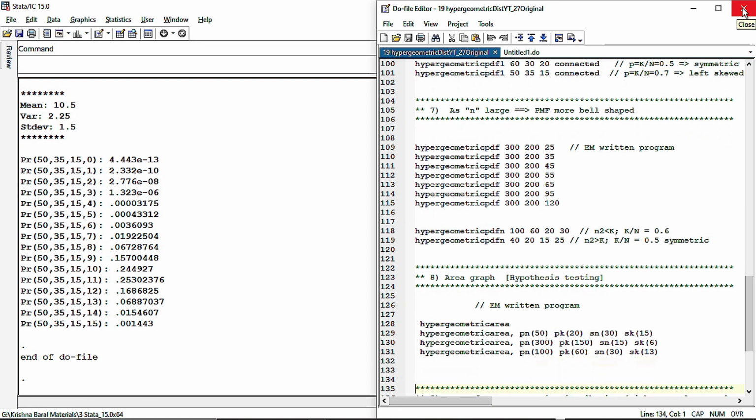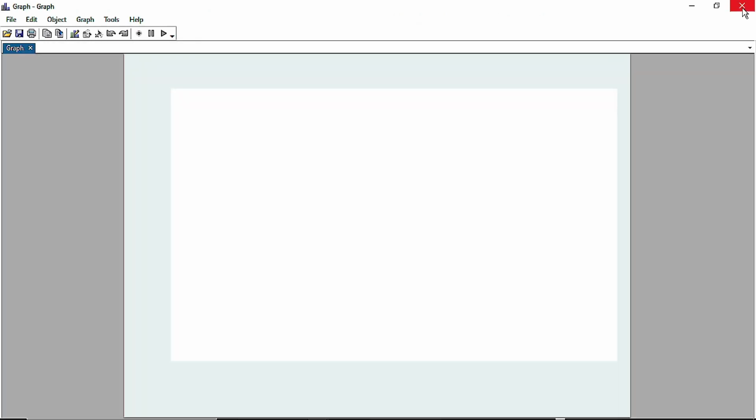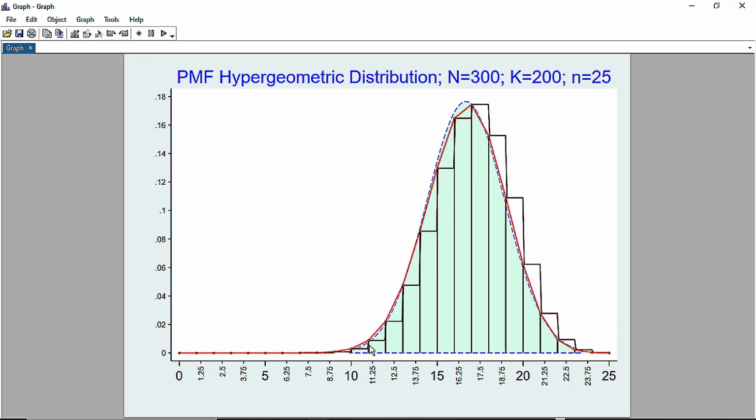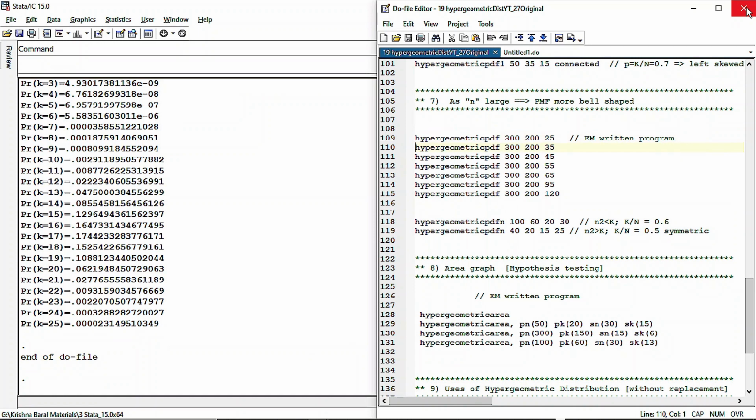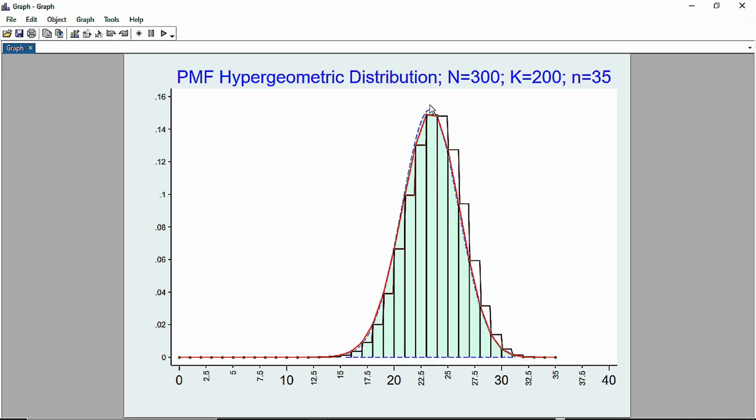Now let us simulate for a larger number of n, and here we have the capital N, or the population, 300, and the attributes of interest to be 200. So 200 by 300 is nearly 67%. And for this sample of 25, we are going to draw the PMF, and it looks something like this. The red line representing the hypergeometric distribution nearly coincides with the blue line at the backdrop representing the normal distribution. This is what we want to demonstrate, and let us increase the sample small n to 35, and this time we see that the graph is more converging to the normal distribution.